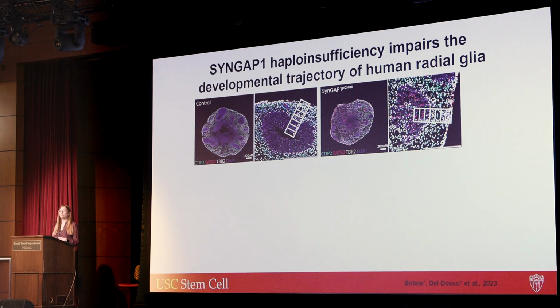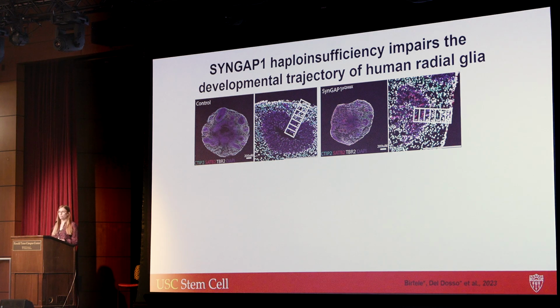And so next, we wanted to look at the later time point when in culture we have not only progenitors, but also neurons. So we waited for 2 months or so, and here you can see a staining of an organoid from a control and from the patient. And we stained for different markers of neuronal population, such as CTIP2, SATB2.